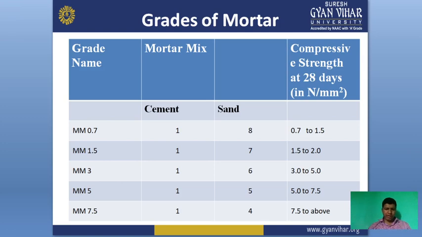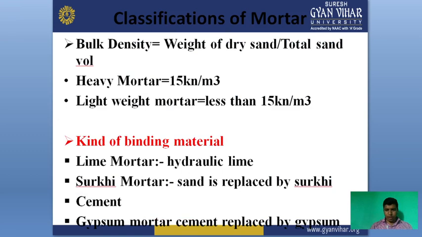So these are the other grades like MM5, MM7.5. MM7.5 gives us compressive strength after 28 days of 7.5 or above 7.5 Newton per mm square. Now I will tell you in depth the classifications of mortar. The different types of mortar used for plastering are, as I earlier told, cement mortar, and then lime mortar is also used for plastering. The third one is composite mortar.